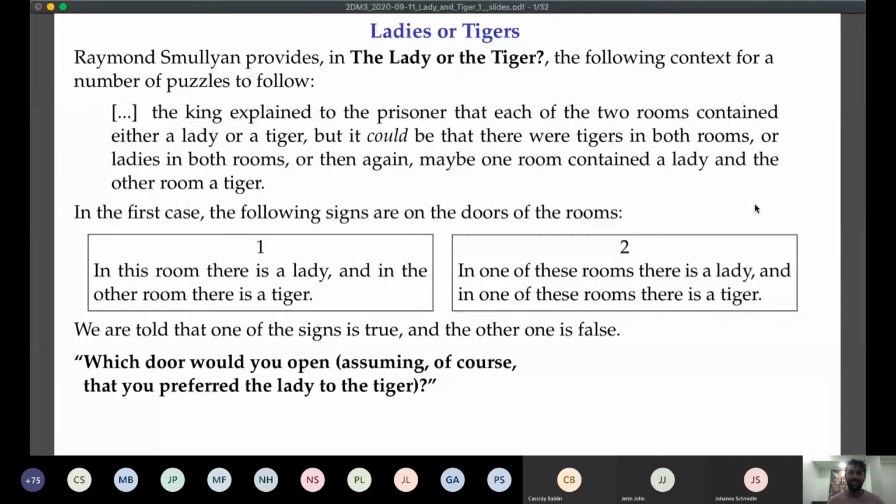So hopefully things are a bit more streamlined today. As you can see from the screen in front of me, what we're going to do today is look at some puzzles.